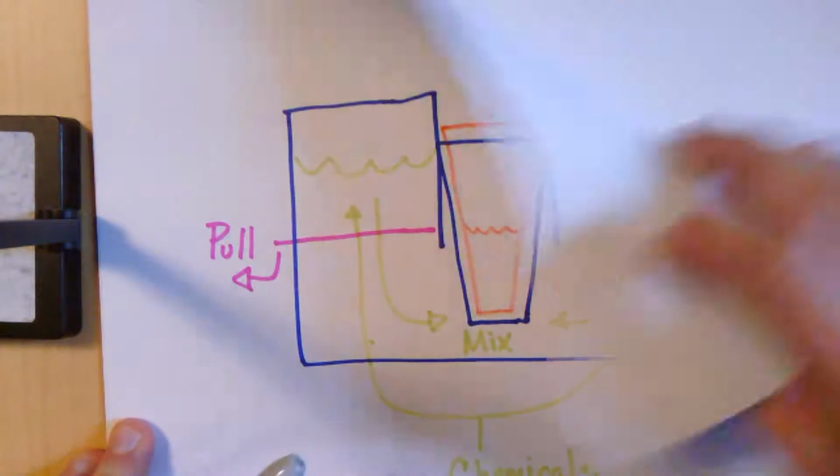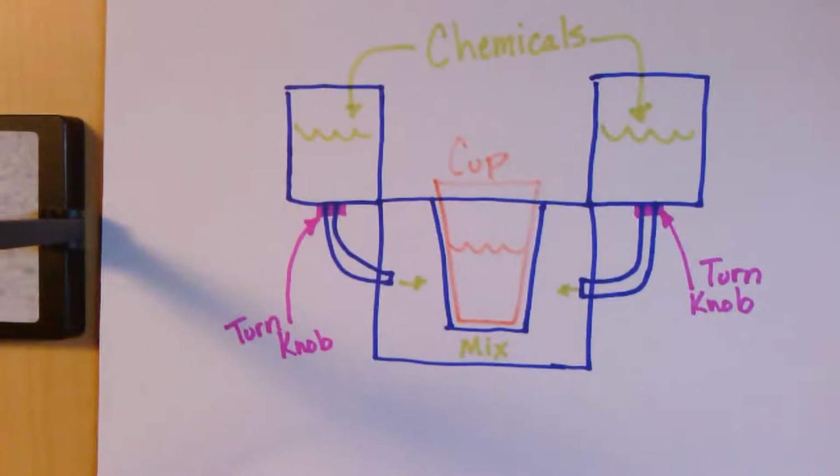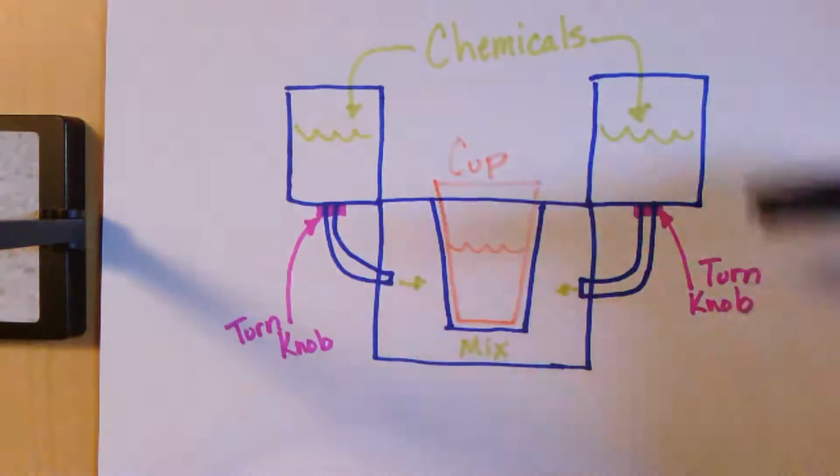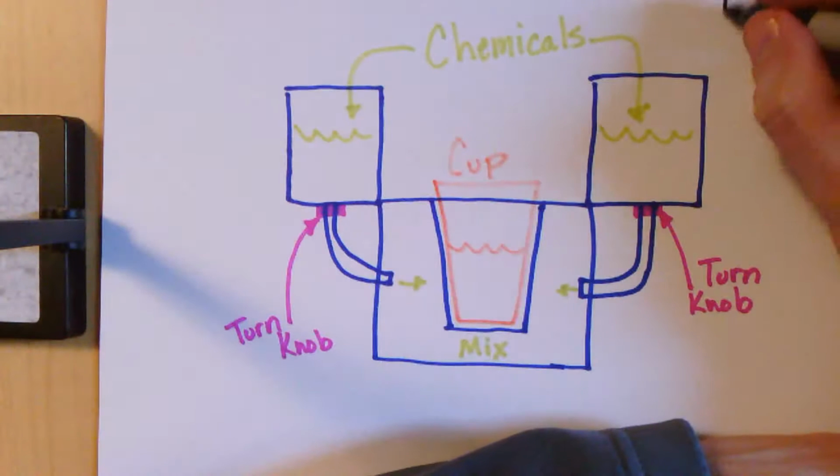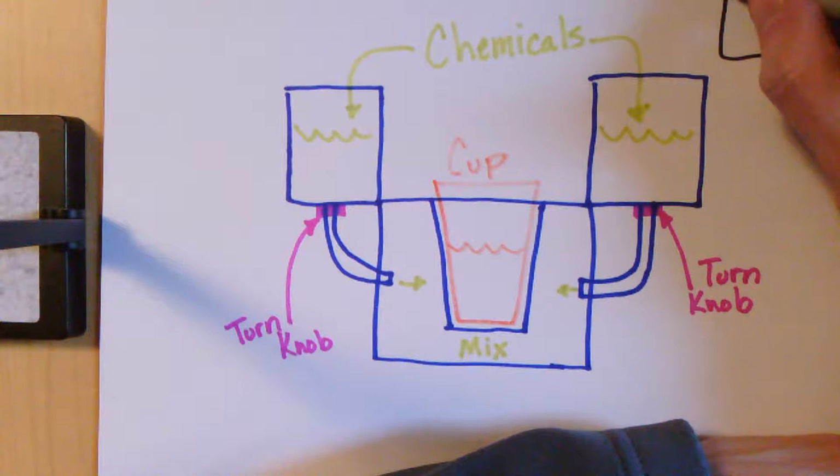Now, the third idea that I wanted to show you guys, because people were mentioning this as an idea, is a little bit different. What I have right here is our box, and we have two bottles. These could be, for example, a soda bottle that you cut off.